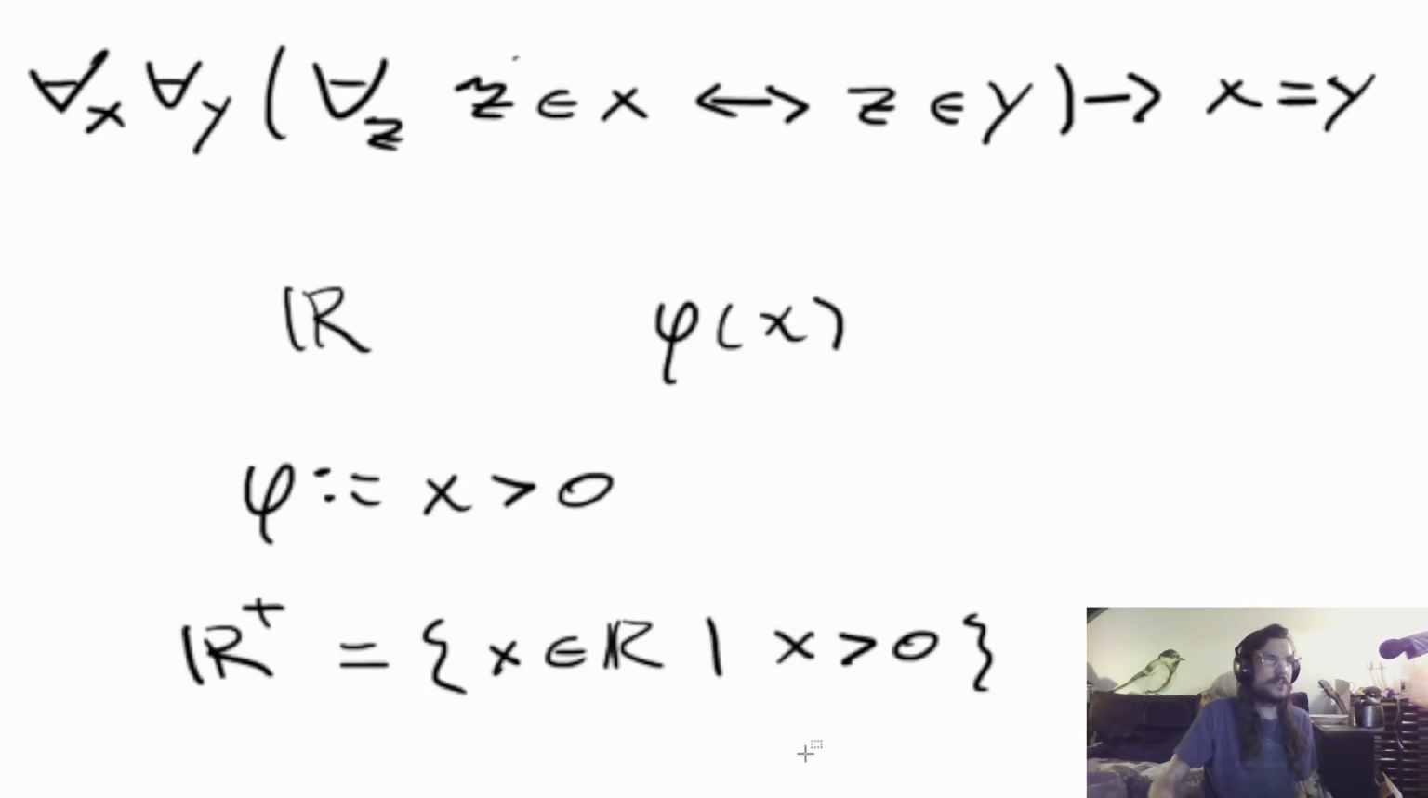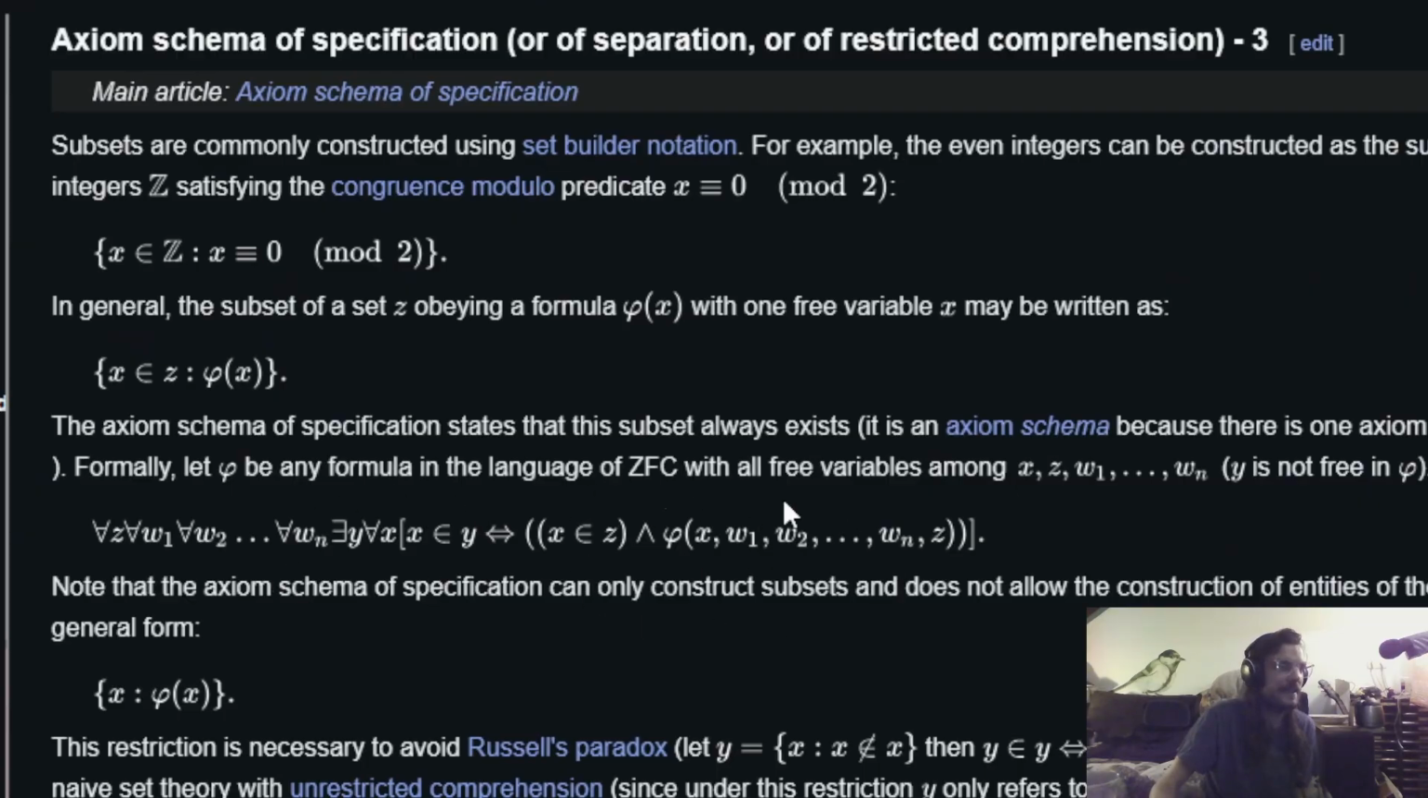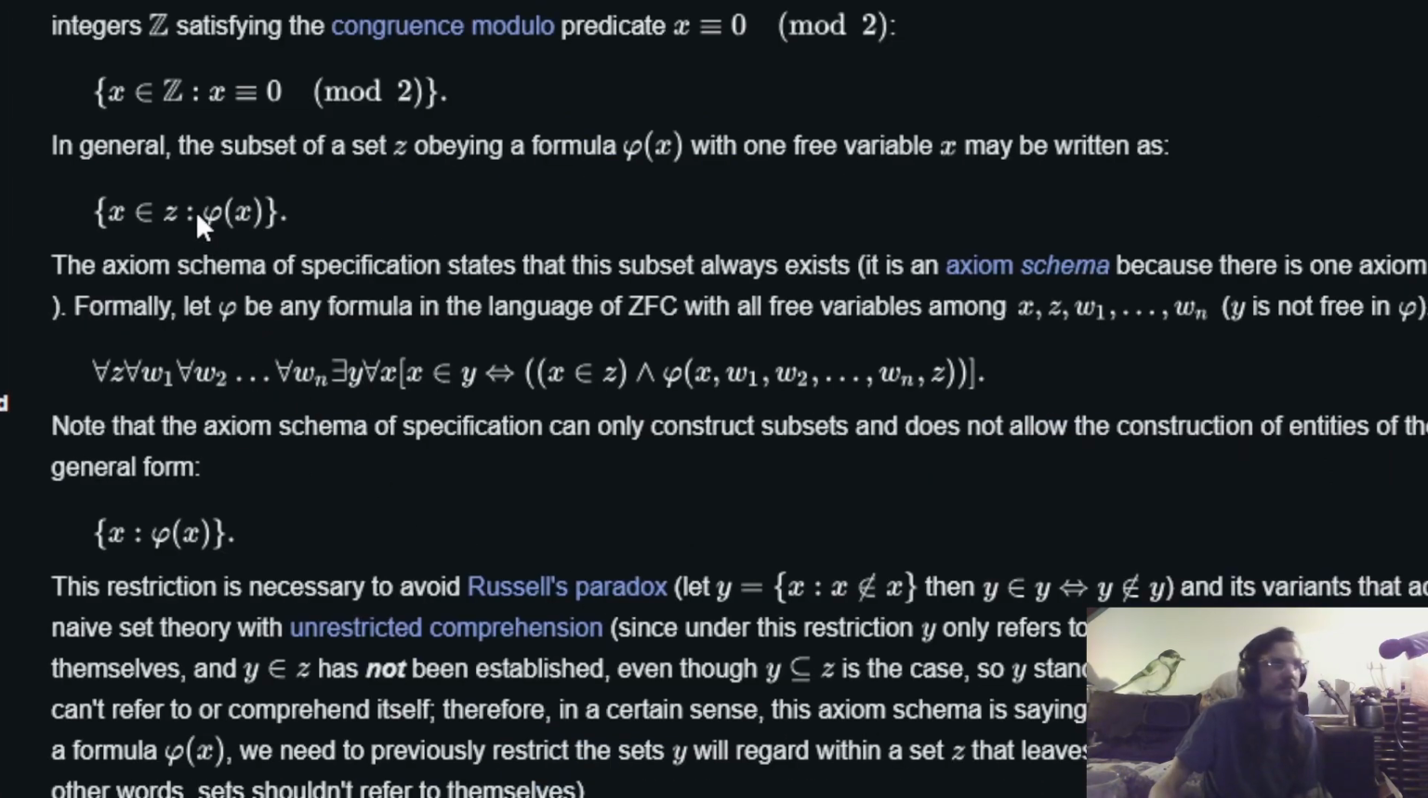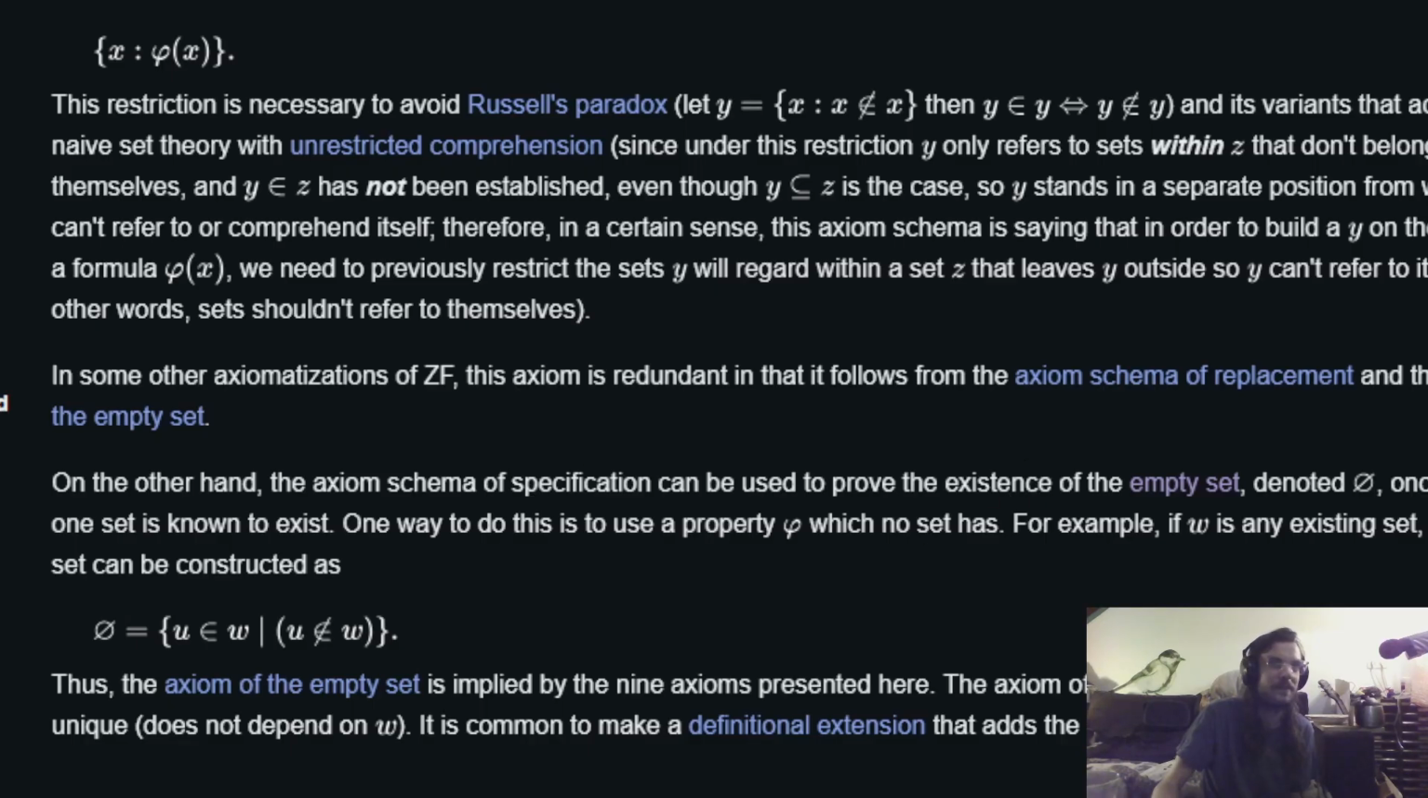And the third axiom is the rule that allows you to construct smaller sets from bigger sets using formulas. Again, the phrasing here is awful. Sometimes you see a double dot instead of a line. Some interesting stuff on Wikipedia here.